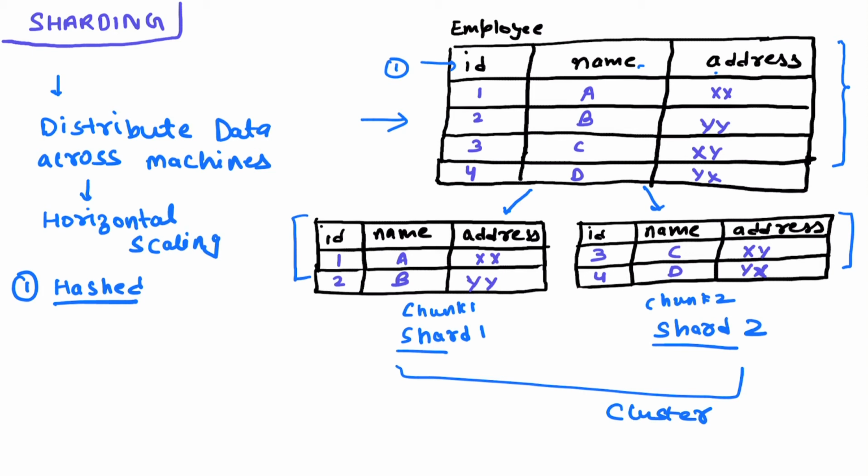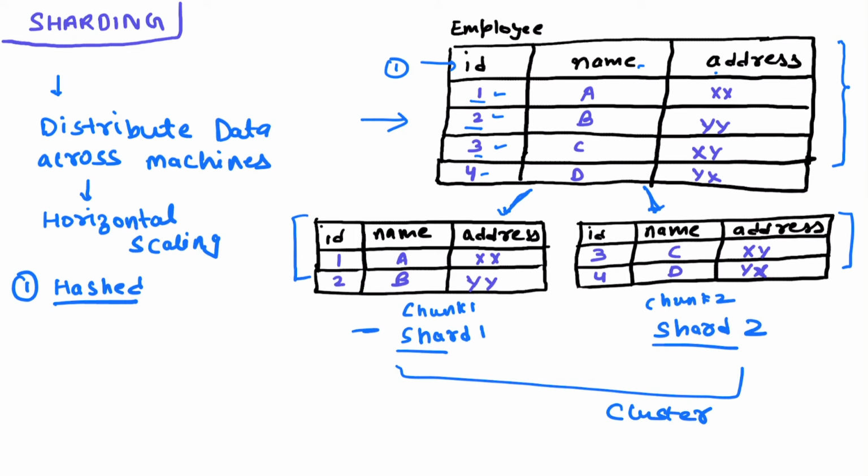What it means is that for every ID, a hash value will be calculated. Let's say for ID 1, the hash value will be calculated, and based on the hash value, the hashing algorithm will decide that record 1 will go to shard 1. Similarly for ID 2, it will find the hash value, and let's say it decides that record 2 will also go onto shard 1. And similarly for records 3 and 4, the hash value will be calculated for the ID column, and let's say it decides that they will go to shard 2. So this is the example of hashed sharding.